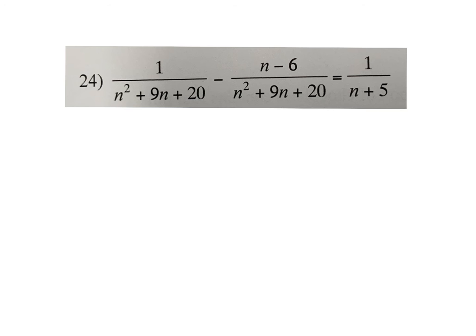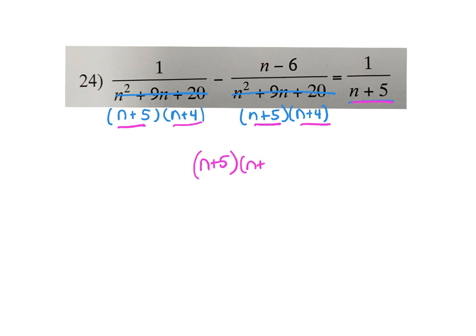For solving equations, you're going to want to do the same exact concept here that we just did for simplifying. You want to find the common denominator, and you will do that by factoring. So factors of 20 that add up to 9 here. That's how this factors. This is the same exact factoring. And then, of course, this is already factored. So your common denominator is simply going to be the n plus 5, which shows up in all of them once, and the n plus 4. So you're going to multiply everything by the n plus 5, n plus 4.